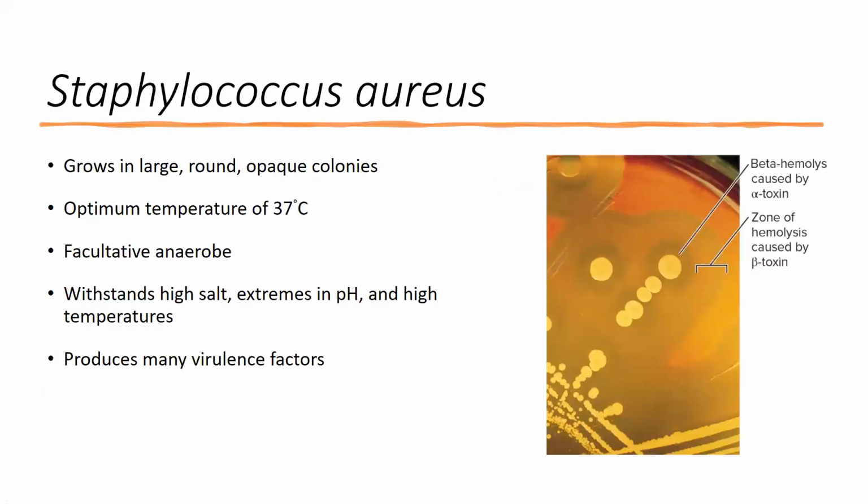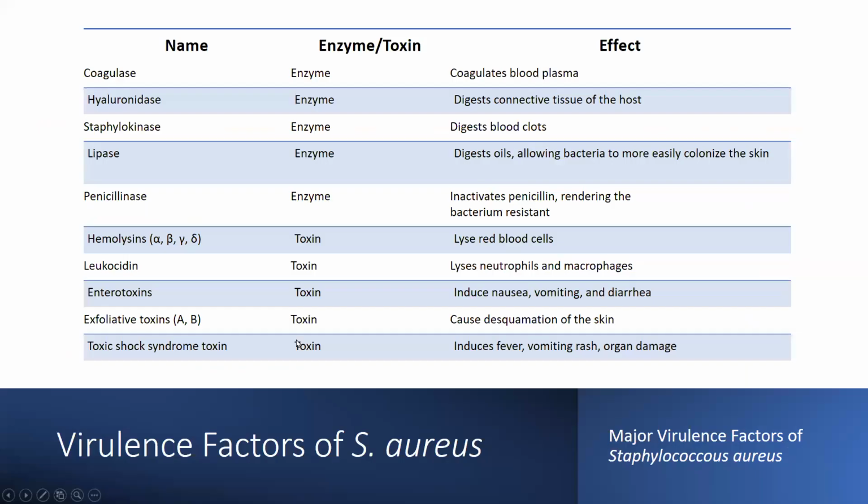So back to our staph species. Our first staph species I want to talk about is Staph aureus. If you know one staph species, know Staph aureus. It grows in large, round, opaque colonies. It's a facultative anaerobe, so it can deal with both oxygen and non-oxygen states. It can live in a lot of different extremes, so high salt, high pH, high temp, and it has lots of ways to infect someone, lots of virulence factors.